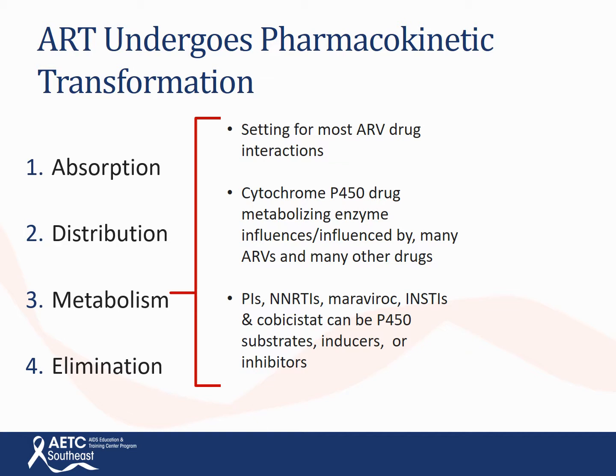A P450 substrate is a drug that's metabolized by the liver's P450 enzyme. A P450 inducer is a drug that induces the production of the liver's P450 enzyme. And a P450 inhibitor is a drug that inhibits the liver's production of the P450 enzyme. I'll show you what this means on the next few slides. And remember, the P450 enzyme is what's responsible for breaking down other drugs, so this in turn causes many drug interactions. Lastly, the last step of pharmacokinetic transformation is elimination, which mainly occurs in the kidney.